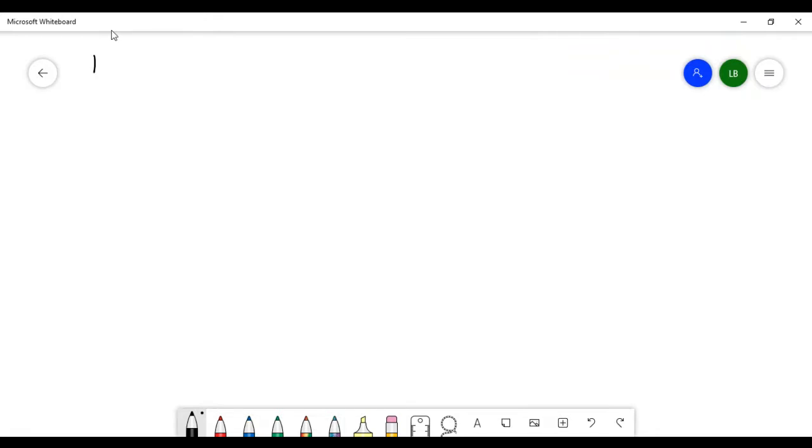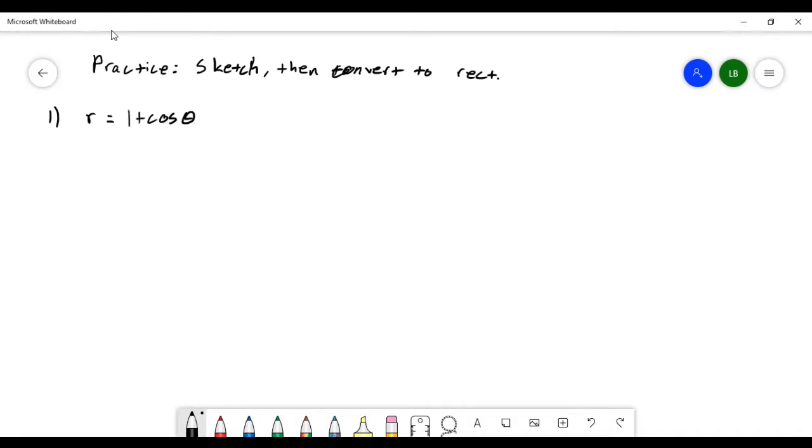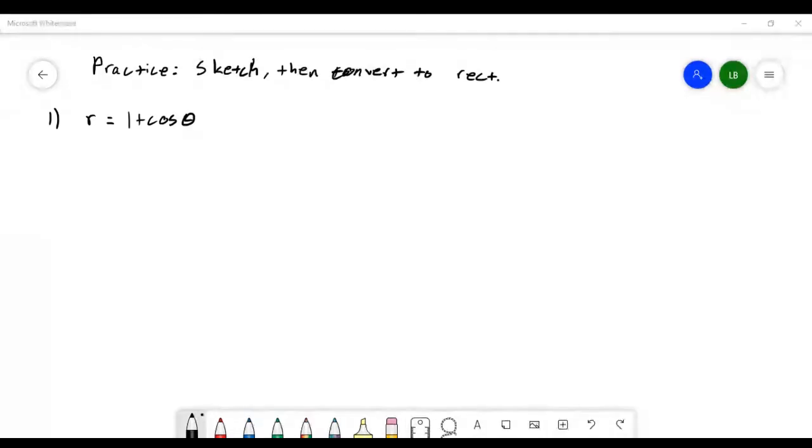Do a couple of practice problems now. First, I want you to sketch the polar curve and then convert it to rectangular. Our first one is going to be r equals 1 plus cosine theta. So go ahead and sketch that and then convert it to rectangular. And I'll give you a couple minutes to work on that.